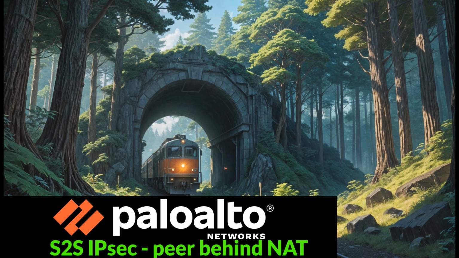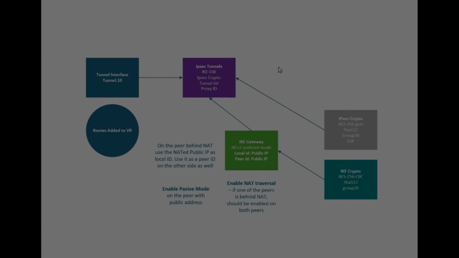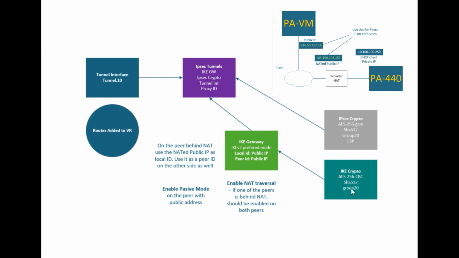In this short video, we will see the general guidelines for configuring the IPsec for the peer that is behind NAT. The configuration of IPsec tunnels will include configuring the IKE crypto profile, IPsec crypto profile. Then you will configure the IKE gateway with IKE crypto profile and local ID, peer ID, which will be the public IP of the device, or in case the device is behind a NAT, you should use the public NAT IP address as the local ID on both devices.